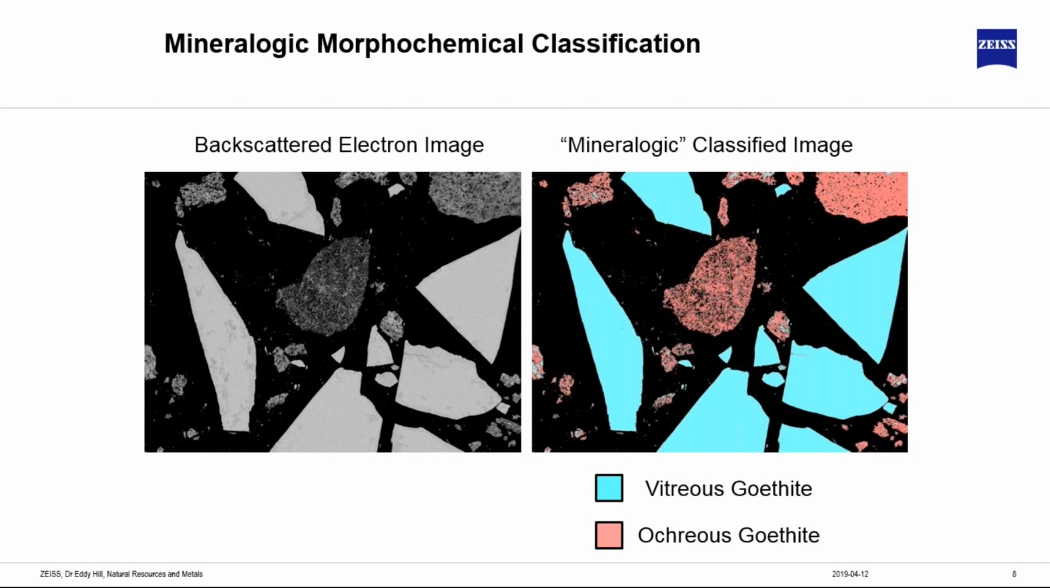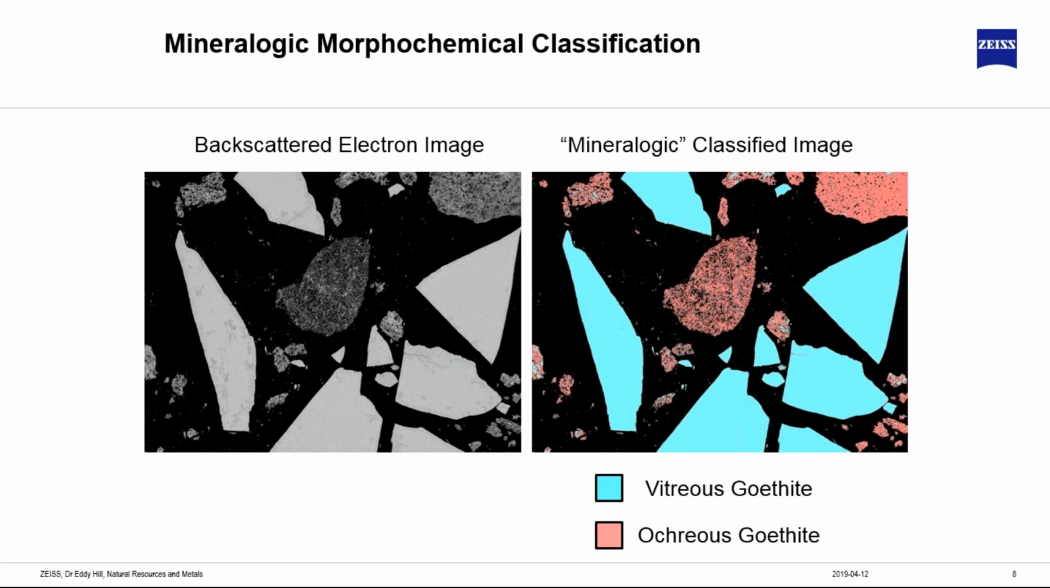And here we have an example of how morphology aids in this classification during the analysis. Again, this happens automatically in line with the analysis. So on the left-hand side, we have a backscattered electron image. And immediately you can see that we have some brighter grains or particles and some darker grains or particles. The reality of the situation is that both of these are goethite. The bright ones are vitreous goethite, and what appear to be darker ones are ochreous goethite.